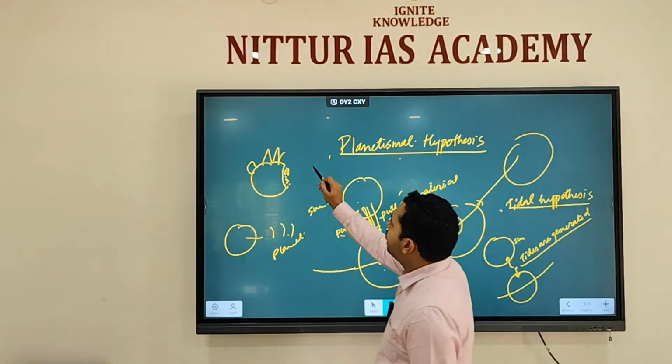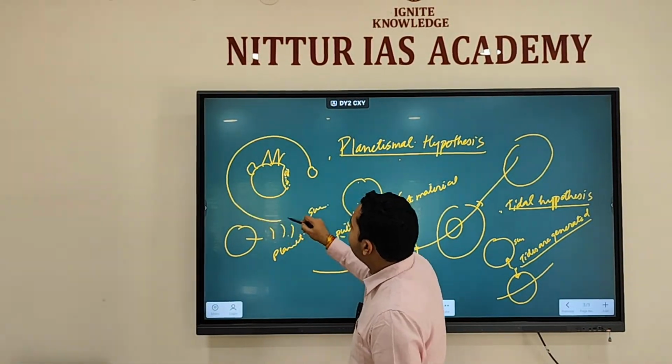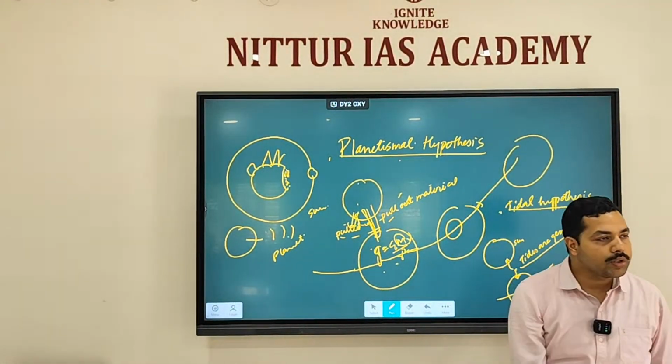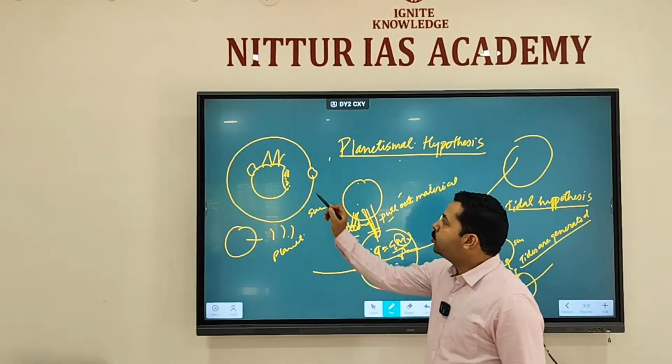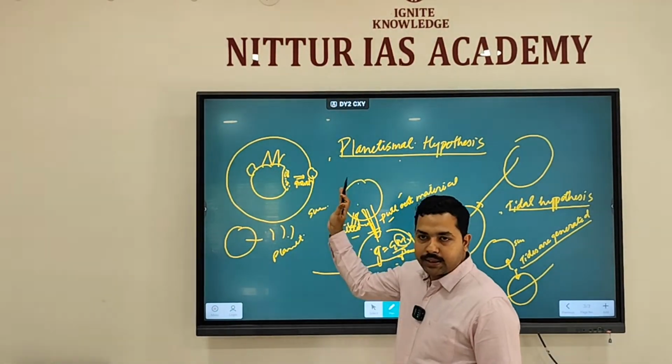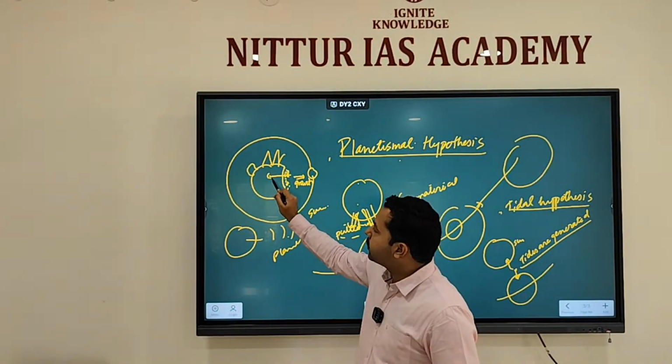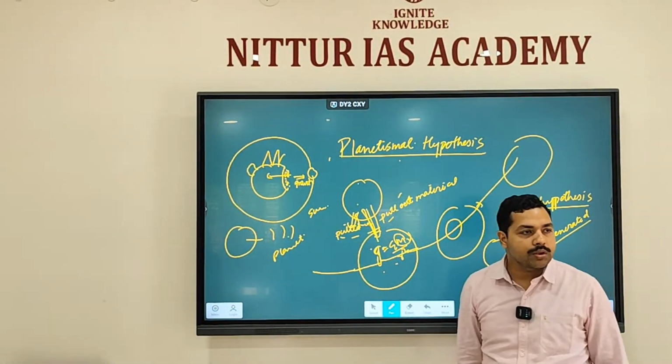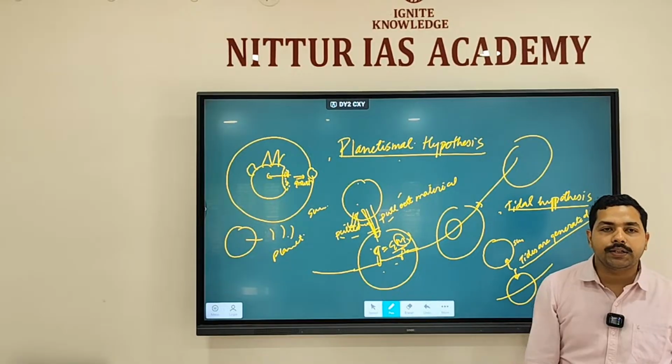Clear? Now you know that the moon revolves around whom? The moon revolves around the earth. Now the moon has gravity. The moon is trying to attract things over here, and the earth is also trying to attract things over here. The earth also has gravity, the moon also has gravity. What will happen because of this gravity?